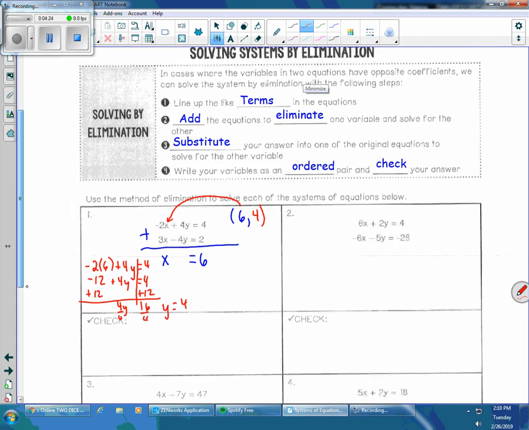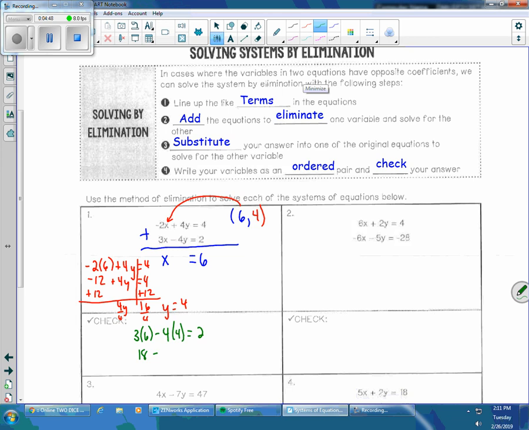Now, of course, I can check. And the way I check is whichever equation I didn't use to solve for y, I'm going to use it to plug in both my x and my y and make sure it works. So 3x, or 3, not x, 3 times 6, minus 4 times 4, does that equal 2? 3 times 6 is 18.